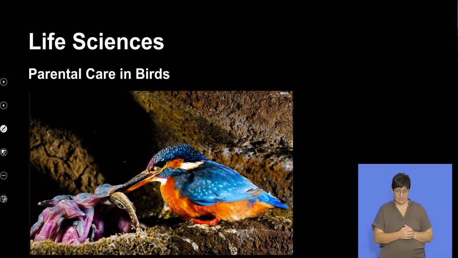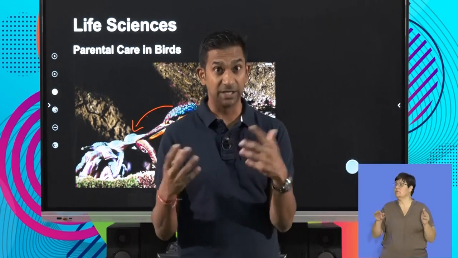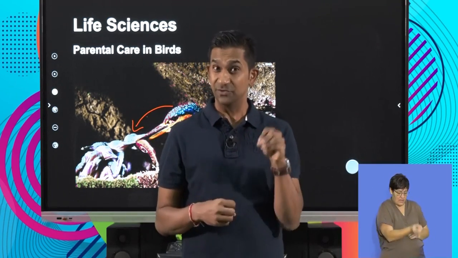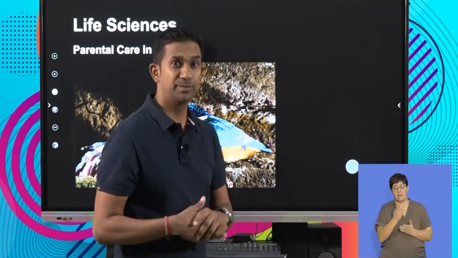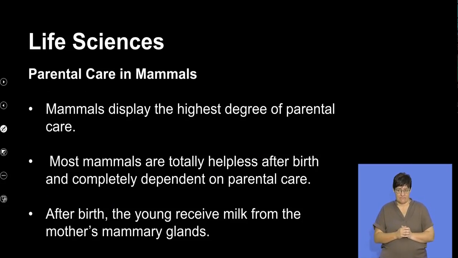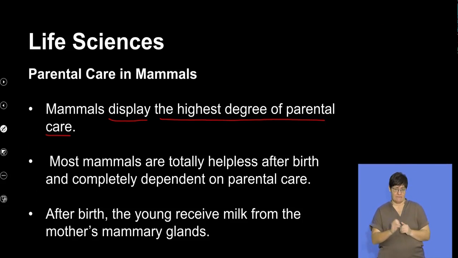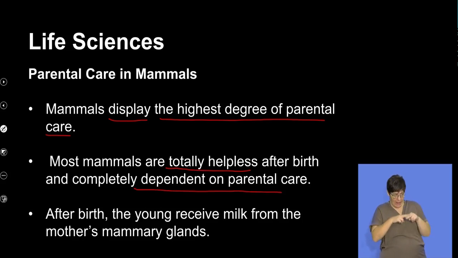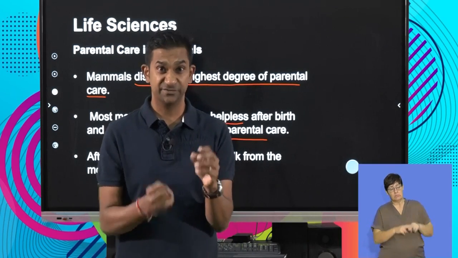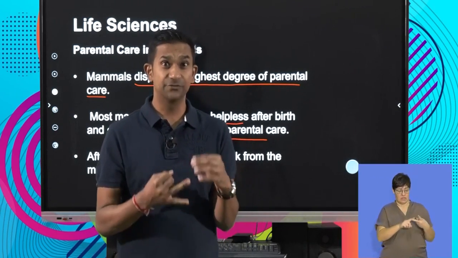We also know that birds often feed their young. When the young hatch, the parents go out, collect food, and bring it back. So feeding of the young is also part of parental care. We know that mammals, amongst all of the species, often display the highest degree of parental care. Most mammals are totally helpless after birth and completely depend on parental care. Many mammals are born where they cannot survive independently, and they rely on their parents firstly for feeding and secondly for protection.